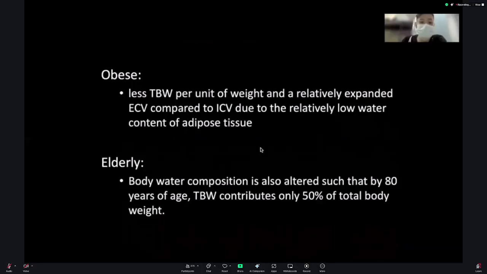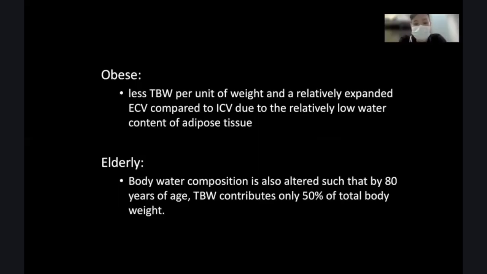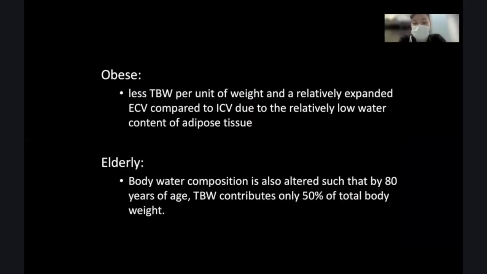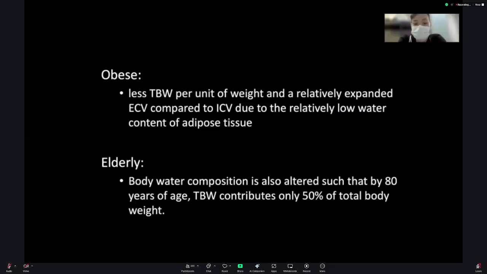So again, for obese, less total body water per unit of weight and a relatively expanded ECV compared to ICV due to the relatively low water content of adipose tissue. And for elderly, body water composition is also altered such that by 80 years of age, total body water contributes only 50% of the total body weight.